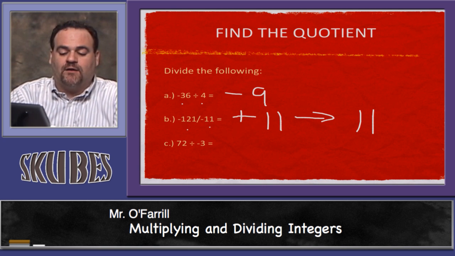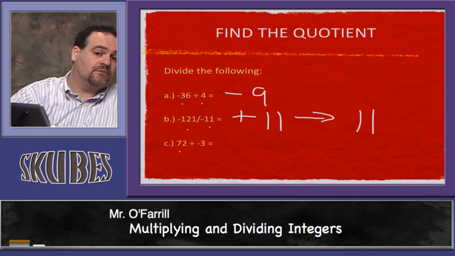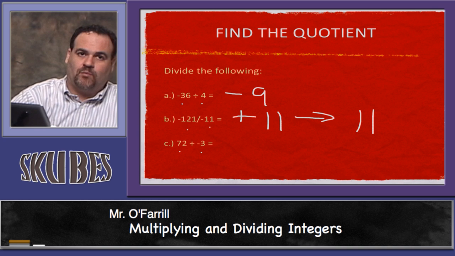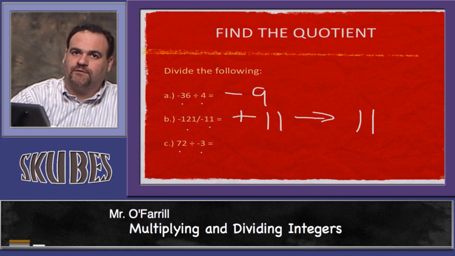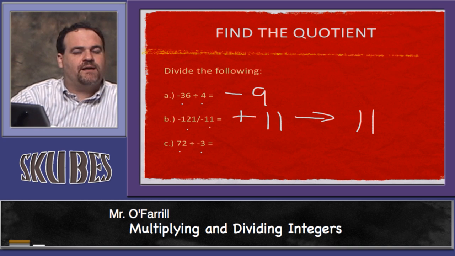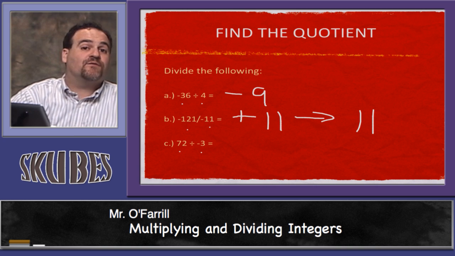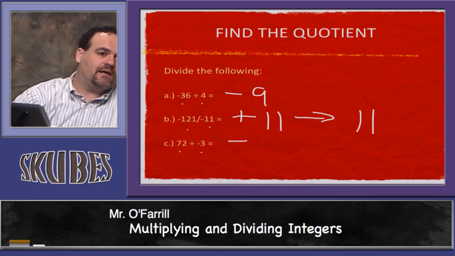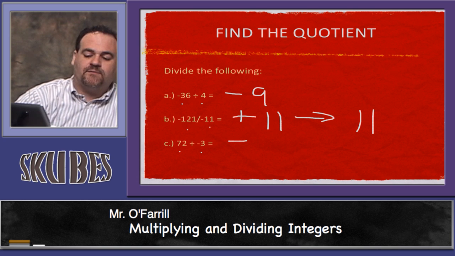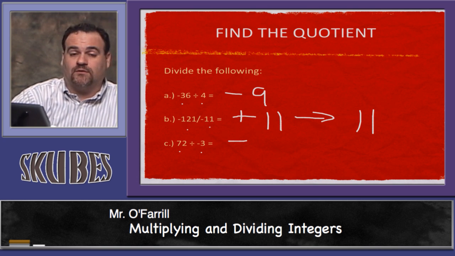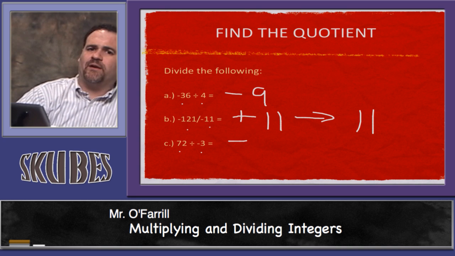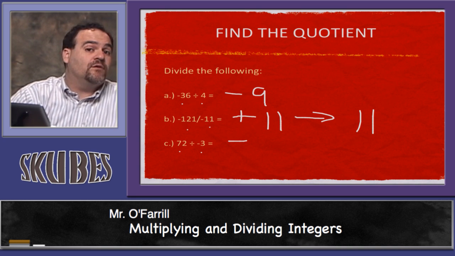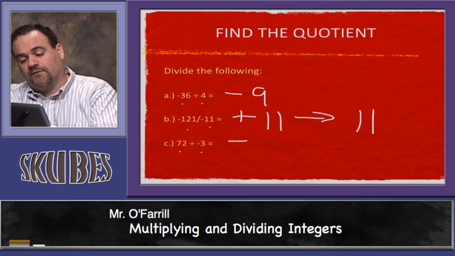And finally, we've got positive 72 divided by -3. Positive divided by negative, different signs. So the answer is going to be negative. So how many times does 3 go into 72? That's kind of a bigger number. Don't really look at those very often, do you? Well, let's review some of those division skills.